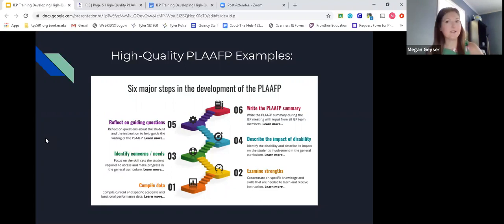Number 1, data, data, data. Here we go again. Collecting the data and then examining student strengths. Identify those concerns and needs based on the data. Describe the impact of the disability. Reflect on those guiding questions. Some of those guiding questions were in the IRIS model. They were fantastic. I really liked them. So reflecting on those and then writing the PLAAF and just how that stair step of progress there.